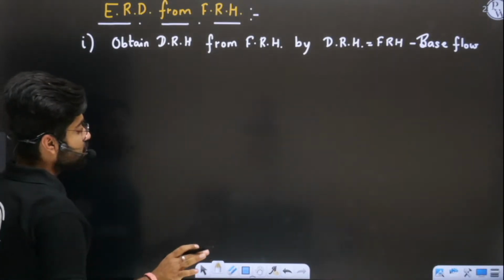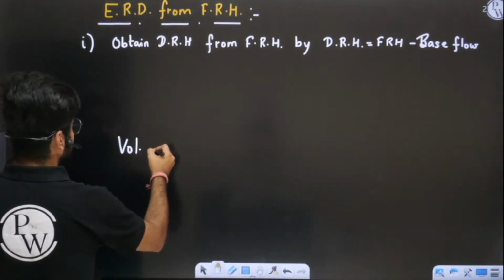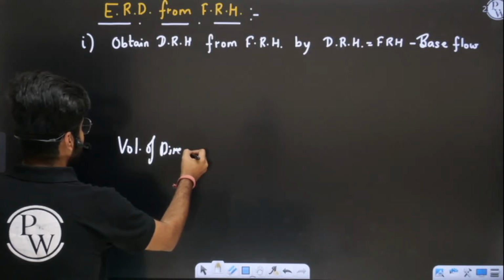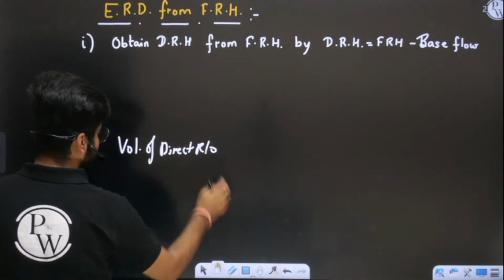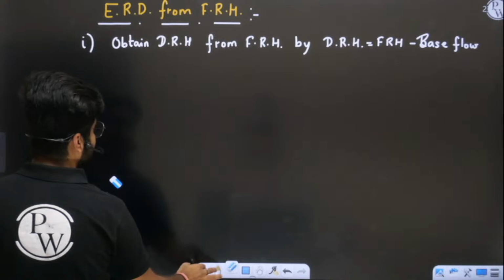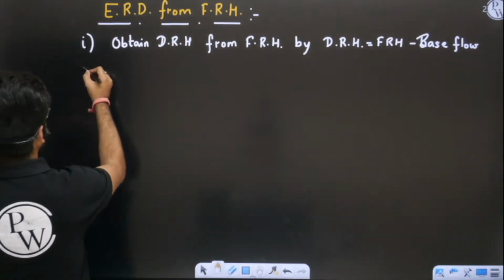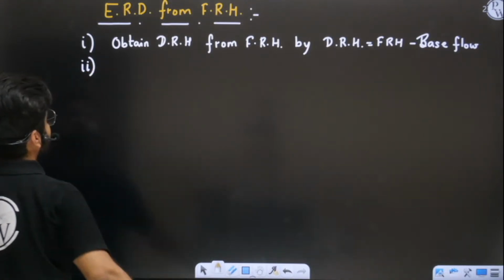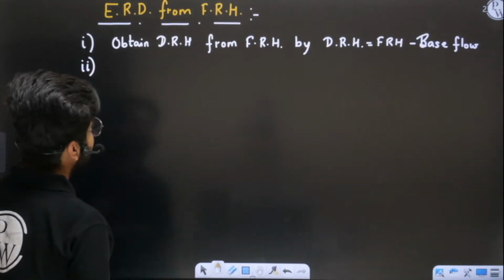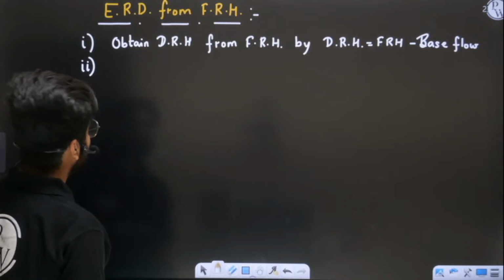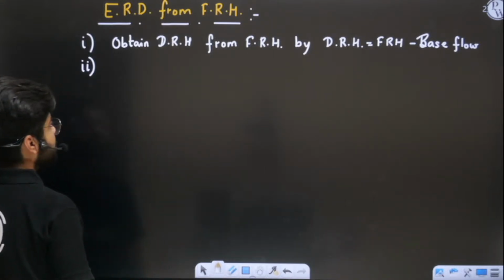Now you have understood the concept of volume of direct runoff. Now I will use this one. So what do I have to do now? Obtain the DRH from the FRH by DRH equal to FRH minus base flow. Okay, sir, clearly understood. Now what else?